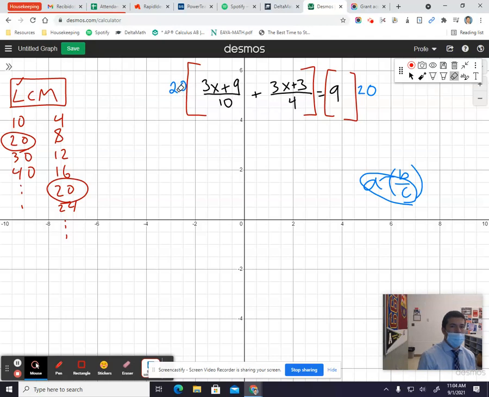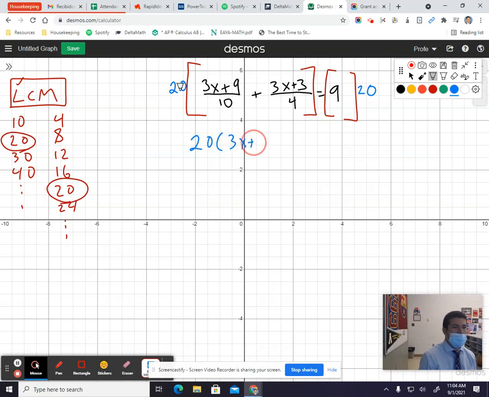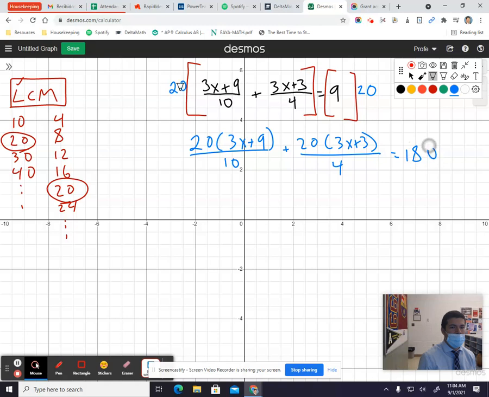If I follow those instructions, then I've got basically 20 times (3x + 9)/10. I've also got 20 times (3x + 3)/4. And I've got 9 times 20, which is 180.